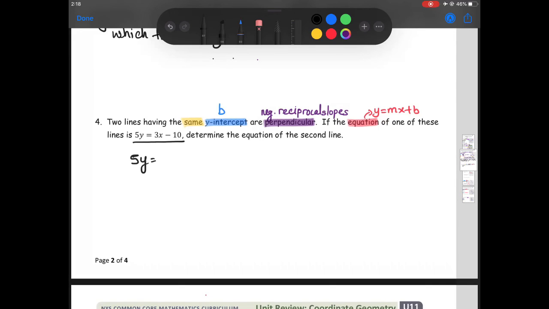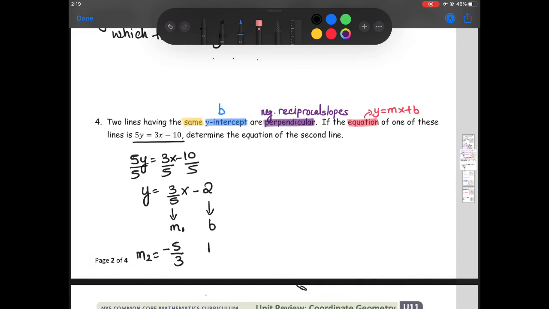So I'm going to rewrite the equation. You want y by itself, so I'm going to divide each by 5. So I'm getting what? 3/5 x minus 2, right? That's my m and that's my b, right? So if this was my m and you know that the other line is perpendicular, so my new m would be what? Flip it and negate it. So 5 over 3. I'm going to call this m1 and this m2, equation of the second line, right? And it has the same b. So the b is what? Negative 2, because it said same y-intercept.